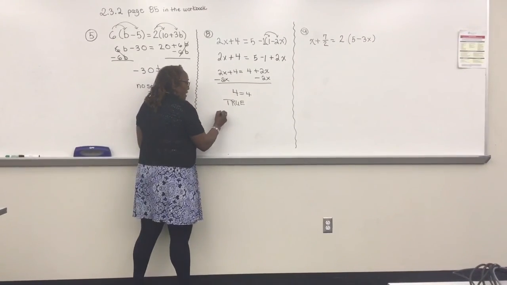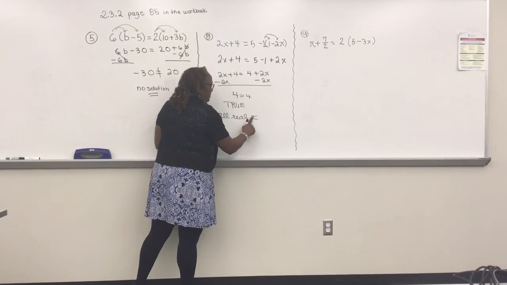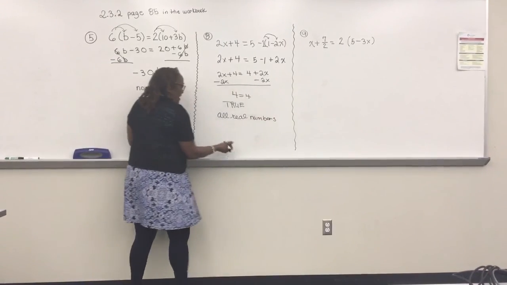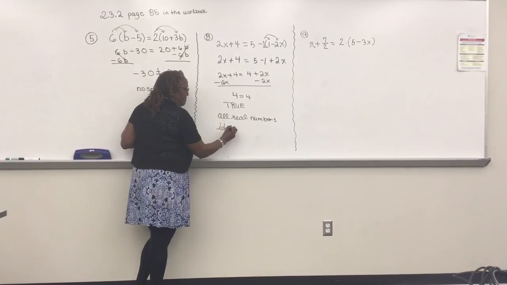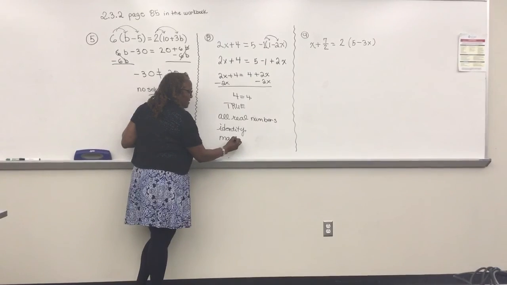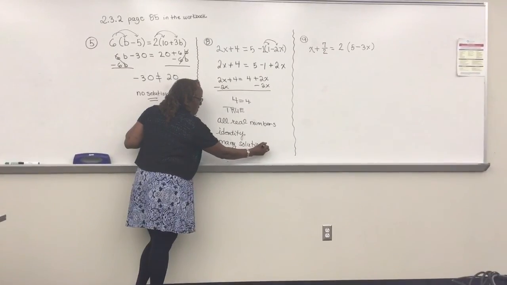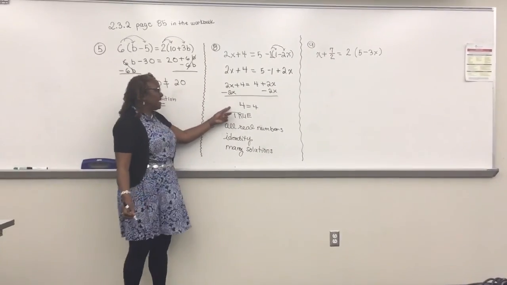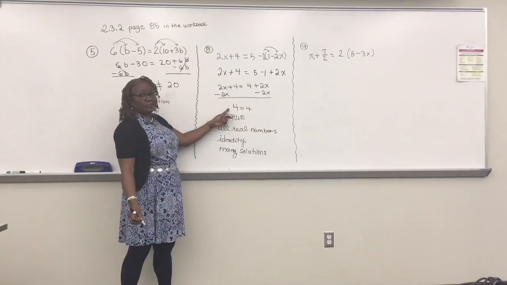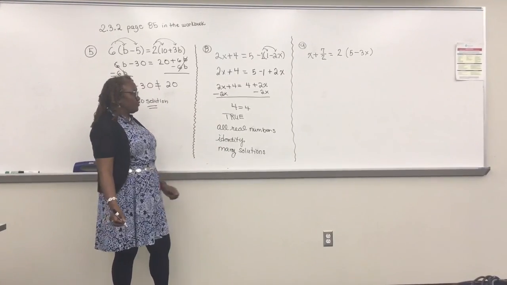So it's true. Sometimes you may call the solution all real numbers, they may call it the identity, or they may say something like infinitely many solutions. But more importantly, what this means is that it doesn't matter what number you put in here for x, it's always going to be a true statement: infinitely many solutions, all real numbers, identity, that makes it true.